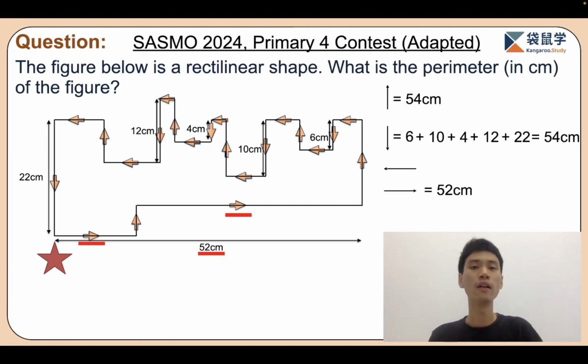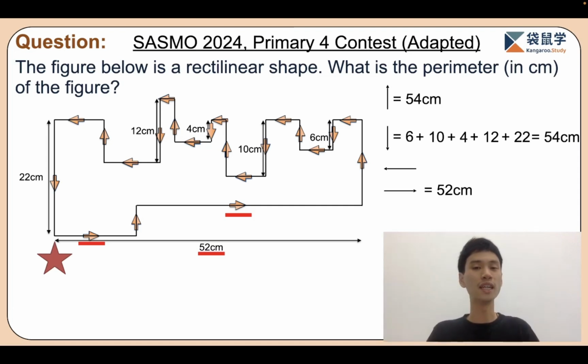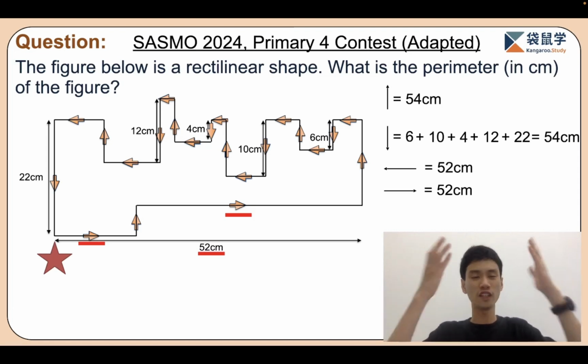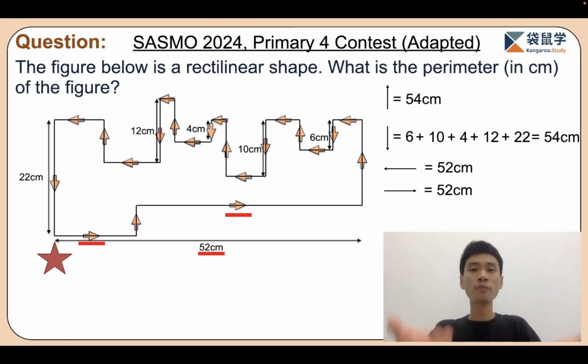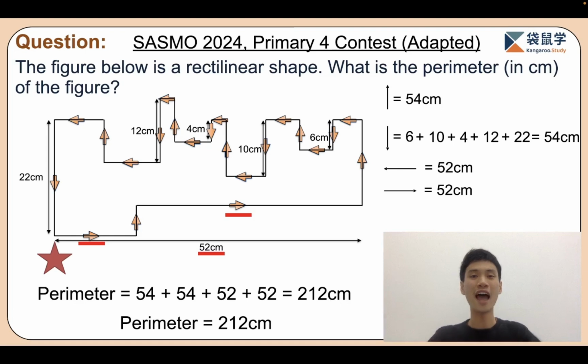And what about the total length of the direction going left? Well, it would be equal to the length going right, which is 52 centimeters. Now, with this information, how would you calculate the perimeter? Well, it's simple. We would take 54 plus 54 plus 52 plus 52 to get a perimeter of 212 centimeters. And it looks like we have solved this problem.